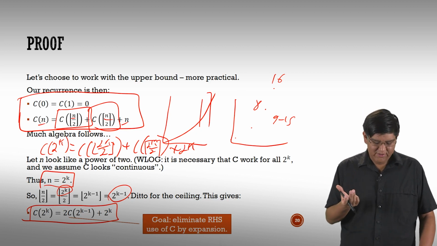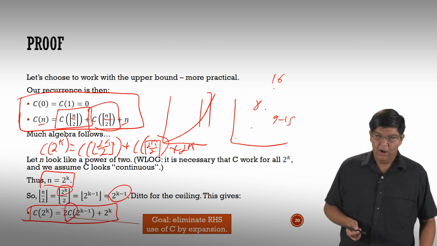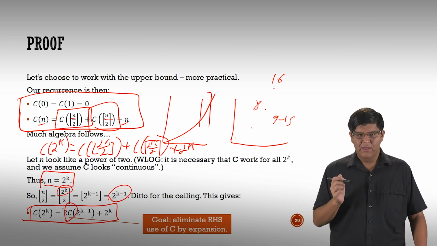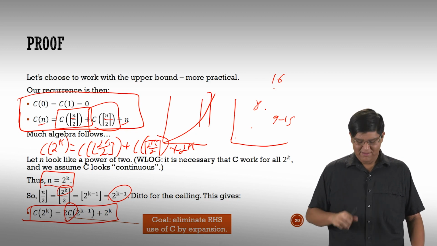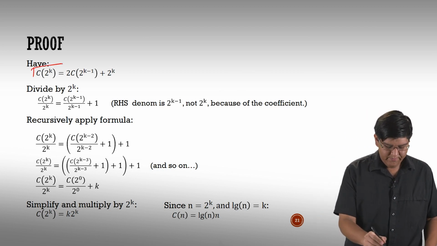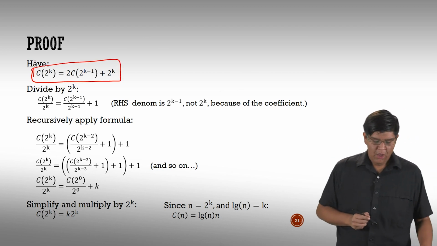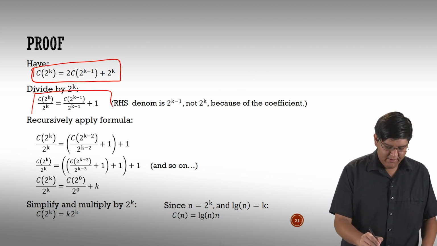But we're not quite done because we have c on both sides of the formula. So we still want to eliminate this. Now, what we're going to end up doing is eliminating the right-hand c by expansion. Let's take a look. This is our initial formula here. We're going to divide it by 2 to the k, which gives us this over here.